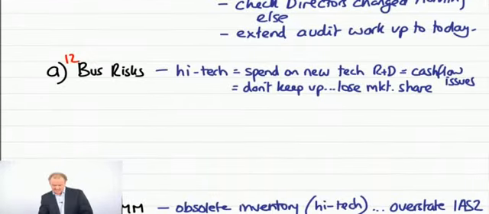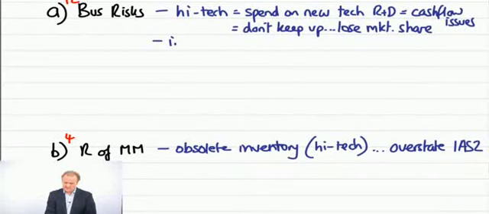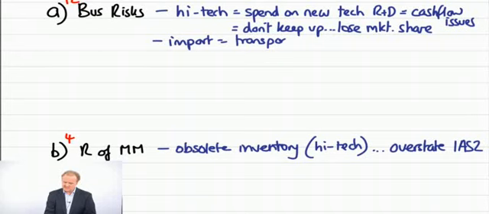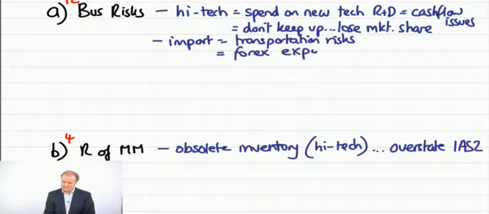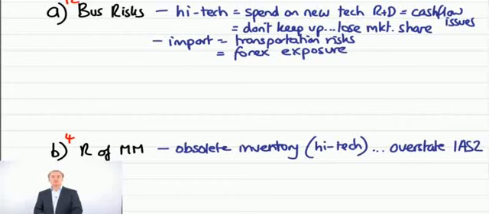So, business risk in part A. Import could have transportation risks, plus forex exposure. If exchange rates change a lot, it's hard to manage the business, you don't know what your costs are going to be, and you could suffer high exchange losses.